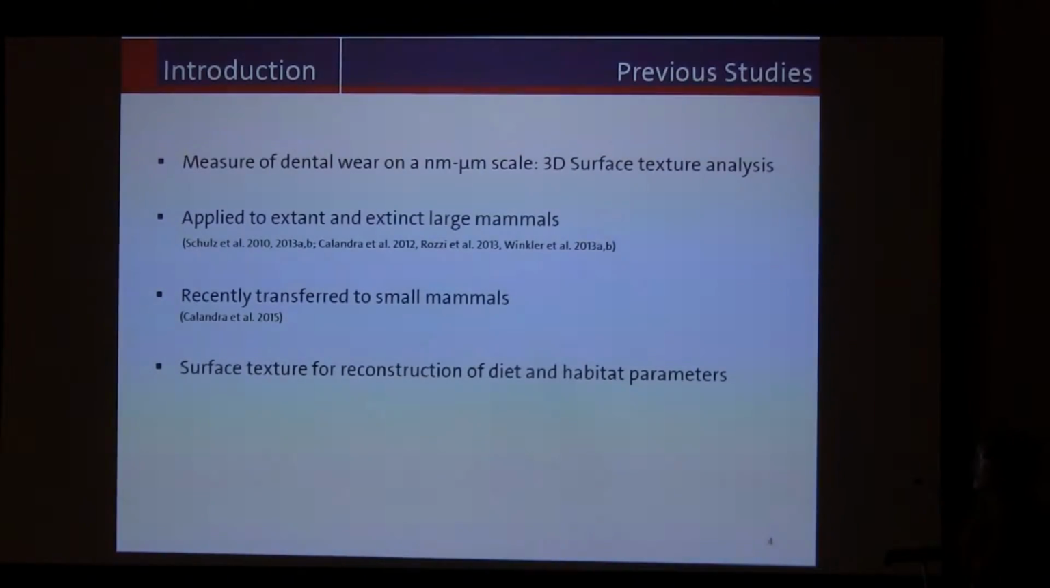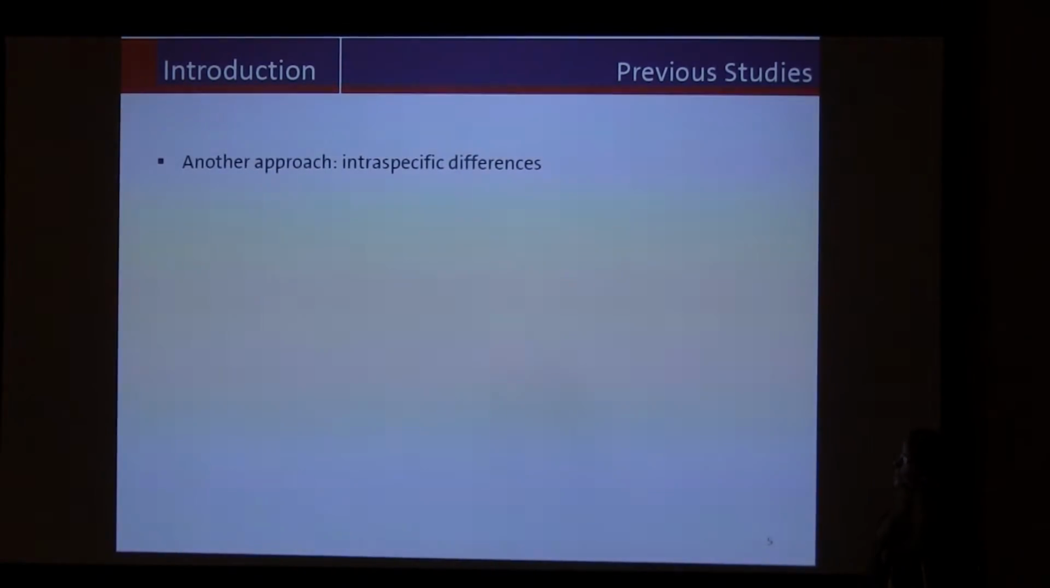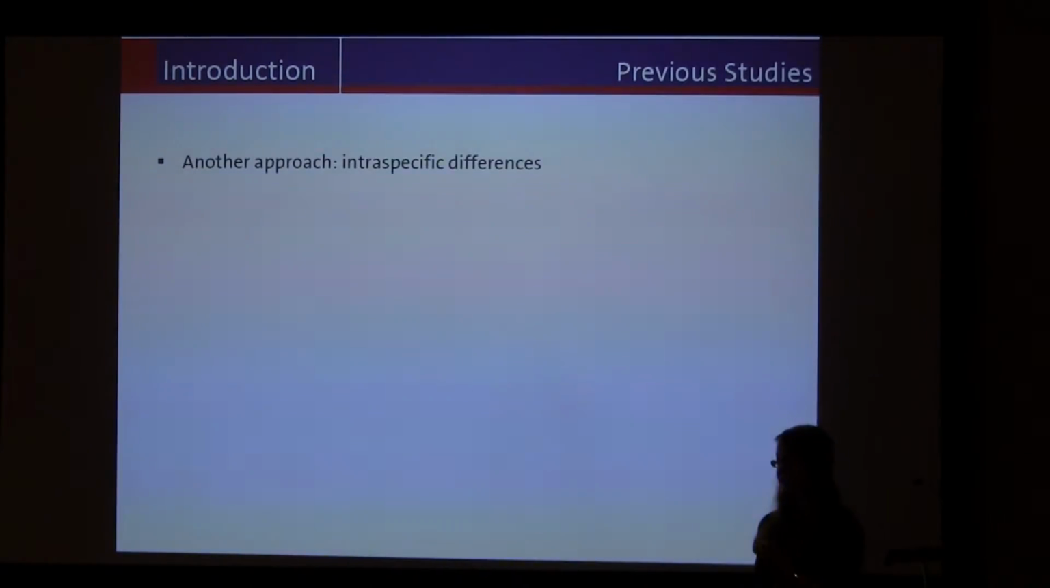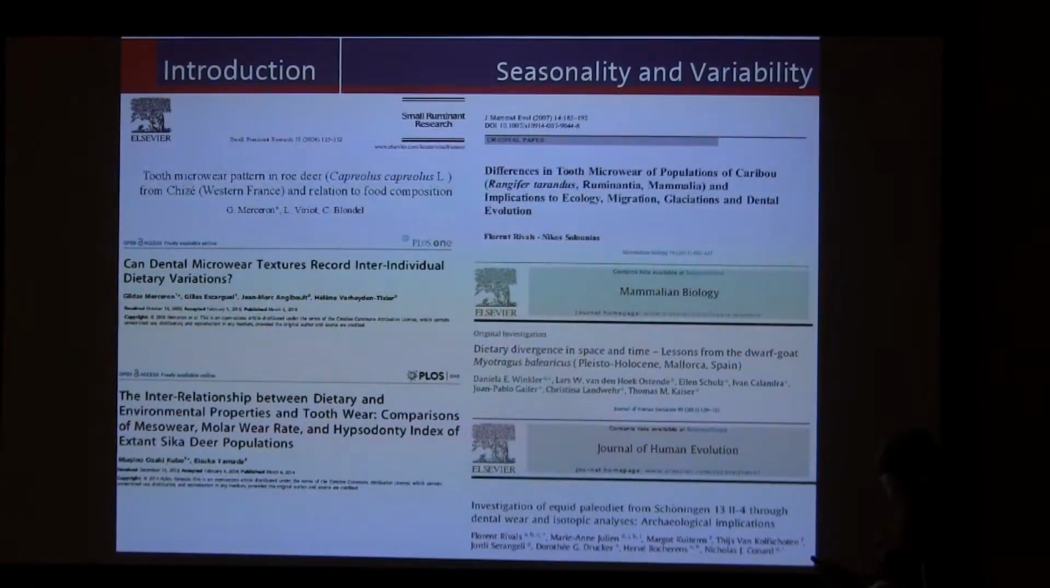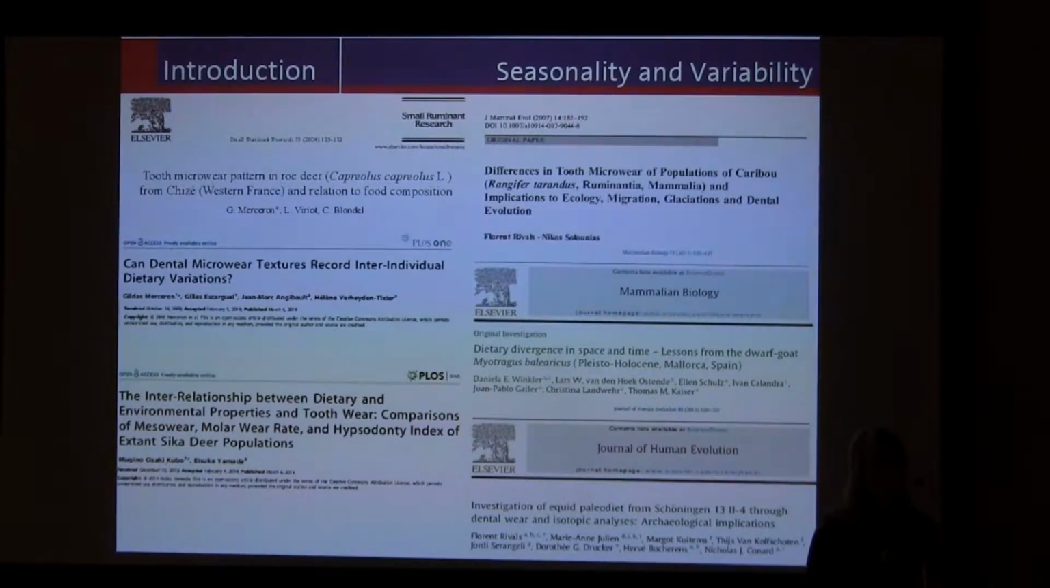So surface texture analysis is really great for reconstruction of diets, and if you want to compare different dietary adaptations between different species, and also to indirectly infer habitat parameters. But of course, you can also take another approach and use it for testing for intra-specific differences. And there's quite a number of studies from 2D microwear and also in 3D surface texture analysis that have successfully found seasonal differences within one species or a high variability or dietary flexibility within one species.